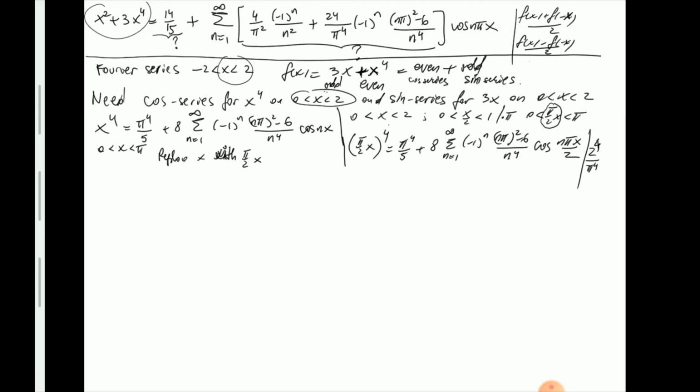And what do I get? Let's see. I'm going to get that x to the fourth is going to be 16 over pi to the fourth, right? So that's going to be 16 over 5 plus 8 times 16. I'm going to write that as a power, like 2 to the 7, because it was 2 to the third, 2 to the fourth over pi to the fourth. And then the rest of it. All right, so I'm done with the even part.